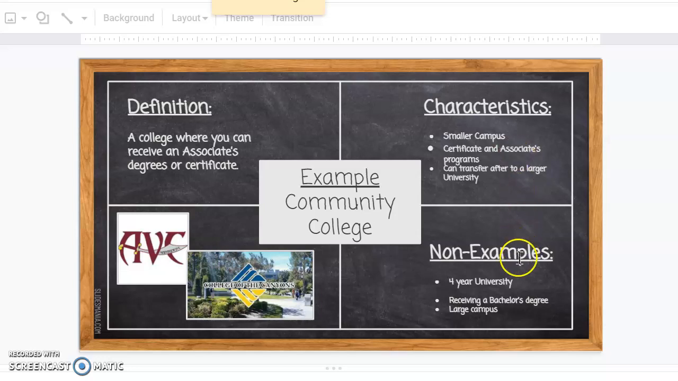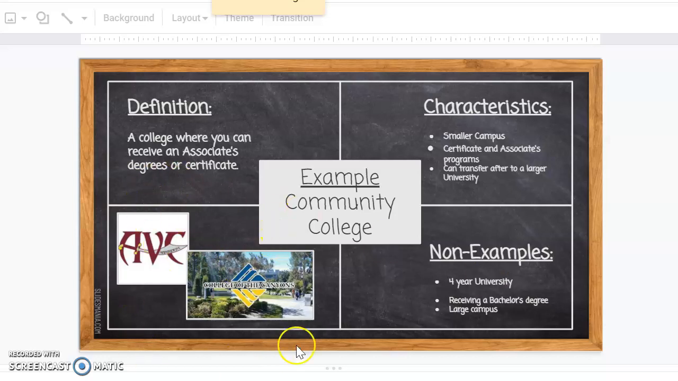The bottom right-hand corner is going to be our non-examples. So a non-example of a community college would be a four-year university, because community colleges, you typically stay for about 2 years. Another non-example would be receiving a bachelor's degree. Bachelor's degrees are not offered at community colleges. And another non-example would also be a larger campus. So larger universities like UCLA, UC, those private and public campuses tend to be a lot larger than what we see for community college campuses.